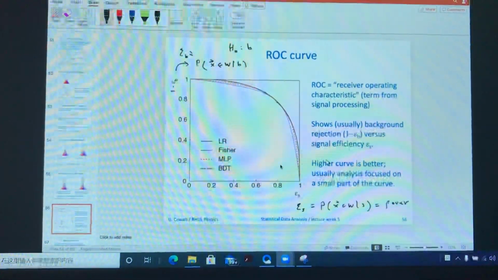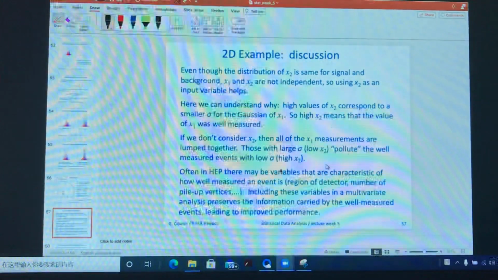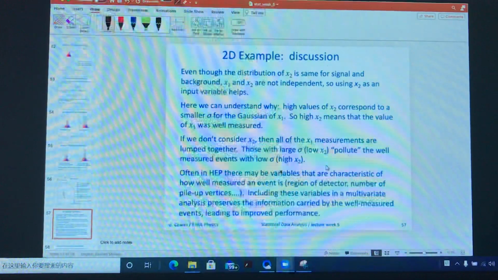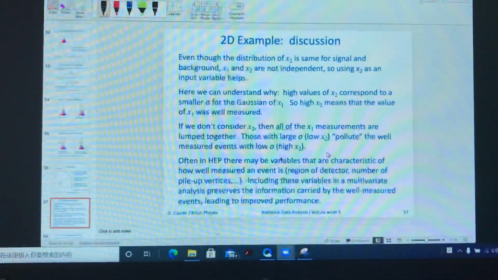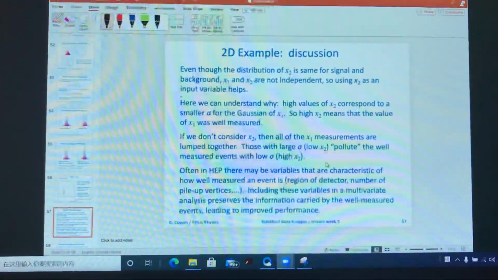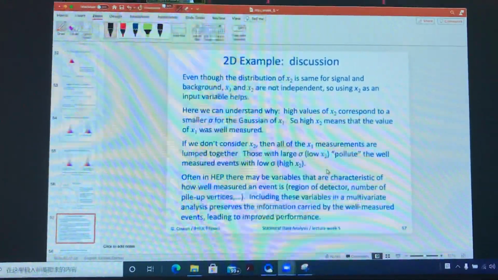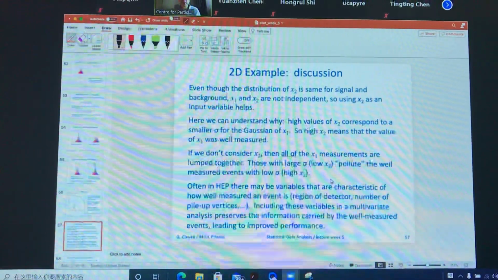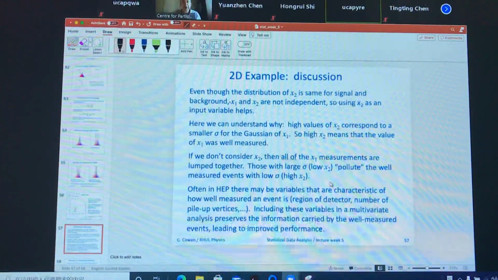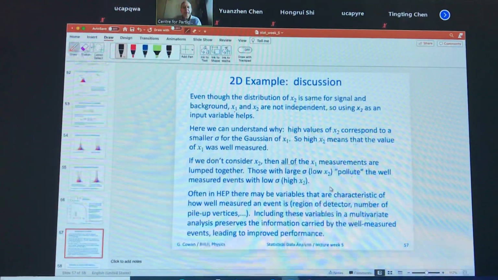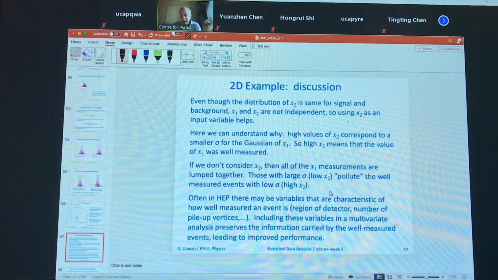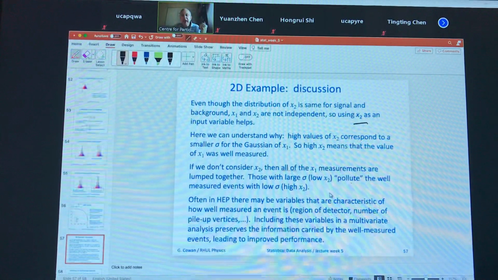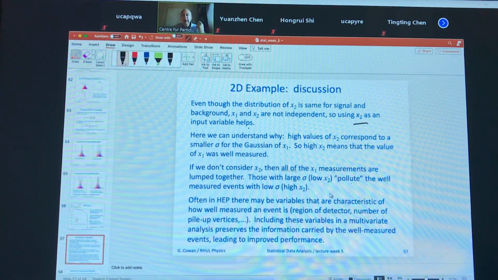All right. I think that's about all we have time for. It's already up to 12 o'clock, and so we should stop. But maybe let me just make a final comment, and that is that even though the distribution of that variable x2 was the same for signal and background events, x1 and x2 are not independent. All right? And so that is the ultimate reason why using x2 as an input variable helps.